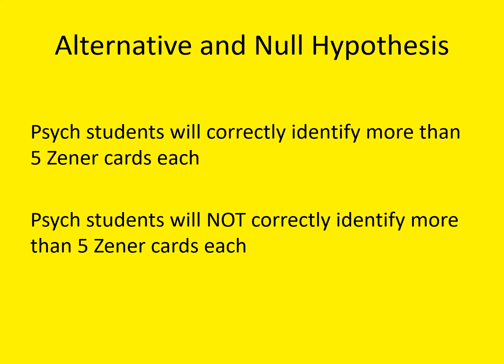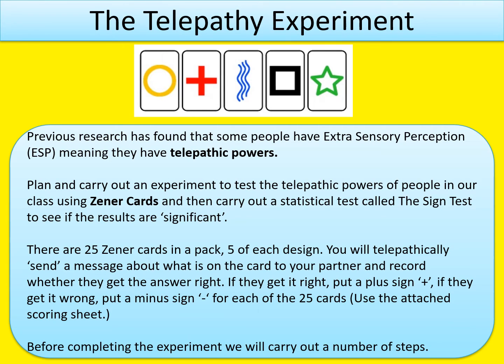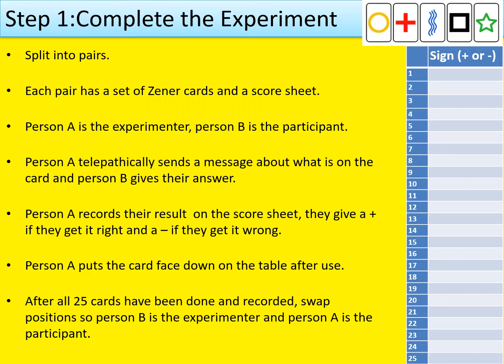At the end of the investigation, we're going to reject one of those hypotheses and we're going to accept another one. So the telepathy experiment was, I explained a little bit about it, and it was following previous research that some people had ESP. So because it was following previous research, we had to select the directional hypothesis, which we call a one-tailed hypothesis. And then we all carried out the experiment in class.